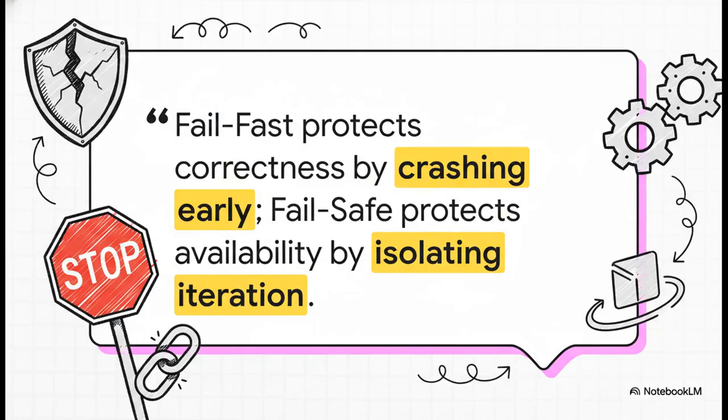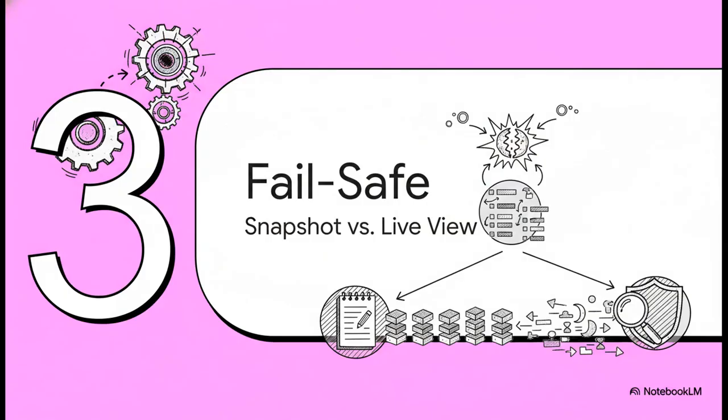If you remember one thing, make it this. This is the perfect interview-ready summary. Fail-fast is all about correctness. It crashes early to prevent mistakes. Fail-safe is all about availability. It isolates the loop to keep things running. But fail-safe isn't just one simple trick. It actually has two very different strategies under the hood for how it avoids those crashes. Let's dive into those right now.